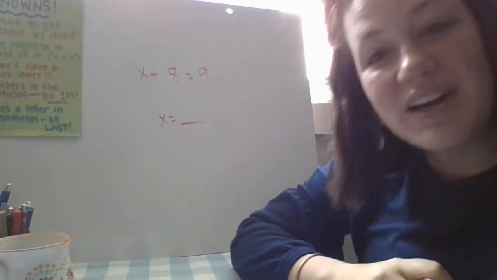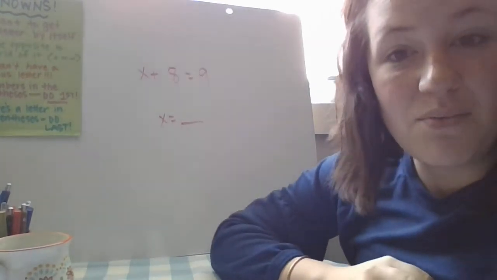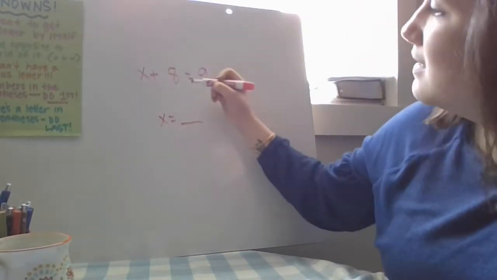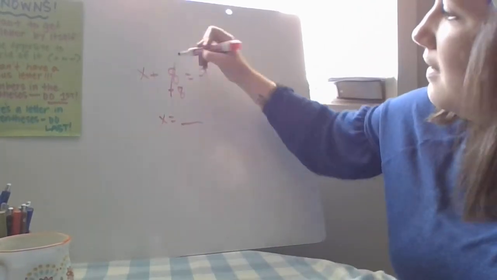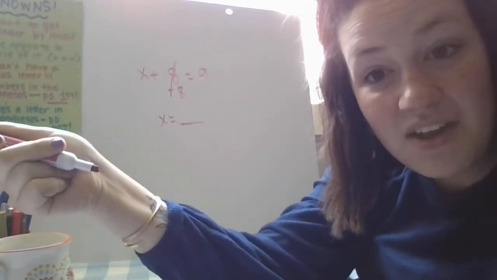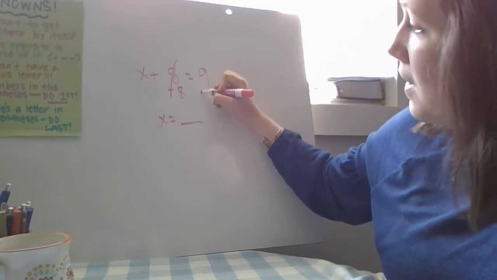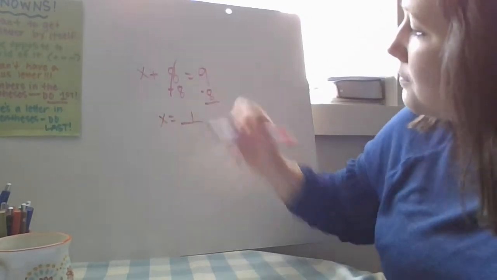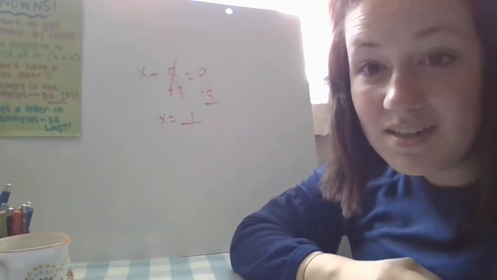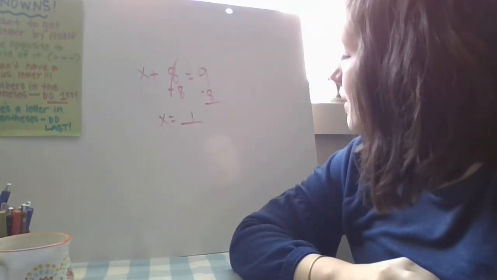How are we going to get rid of that 8? So right now we have a plus 8, and to get rid of it, we have to do the opposite. So the opposite is minus 8 to get rid of it. And if we do it on one side of the equation, we have to do it to the other. So I did minus 8 on that side, so I have to do minus 8 on this side. And 9 minus 8 is 1. So x equals 1.